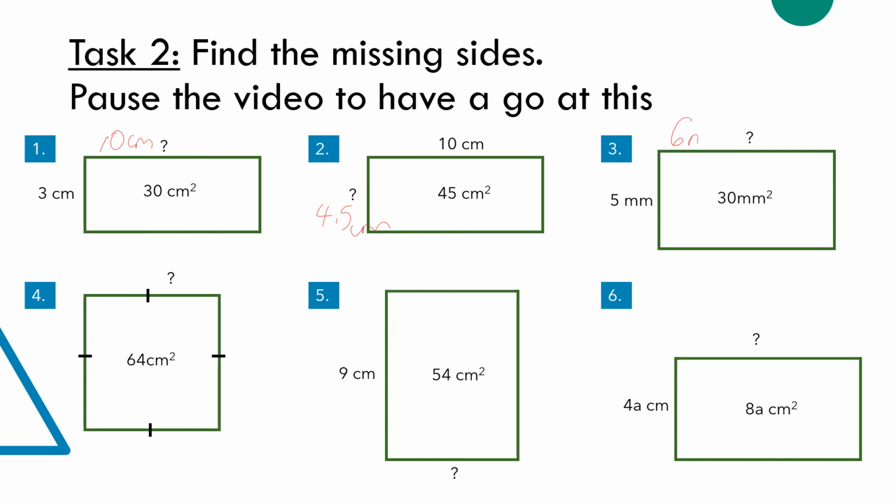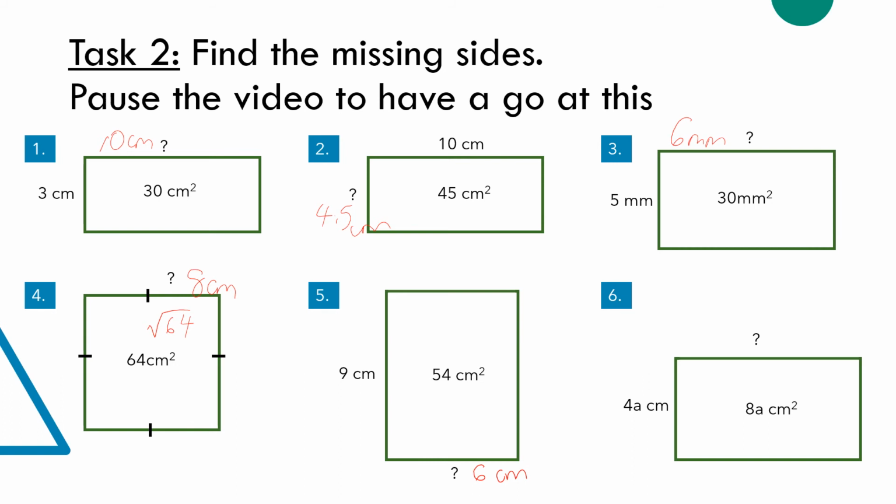This one is 6. That's because 5 times 6 is 30. Here, you would have been doing the square root of 64. And the answer is 8, because 8 times 8 is 64. Here we have 6. That's because 9 times 6 is 54.